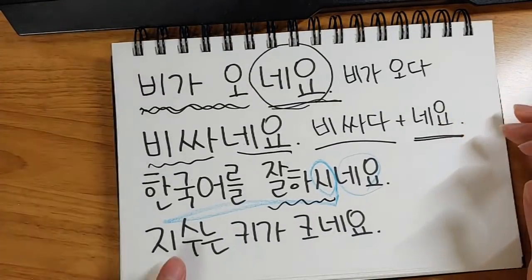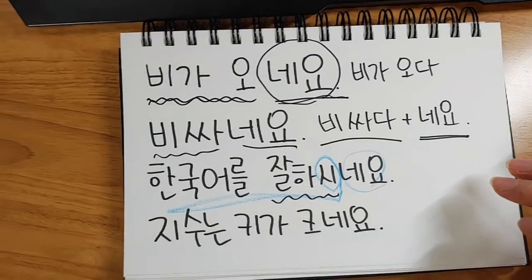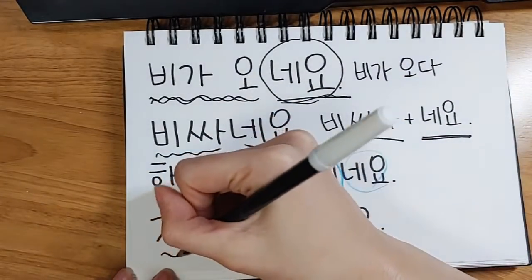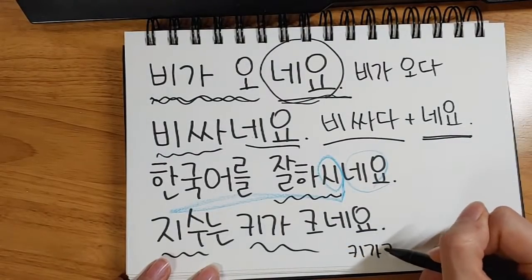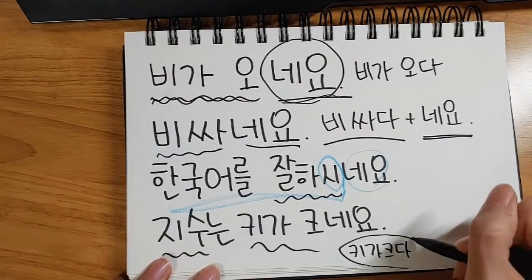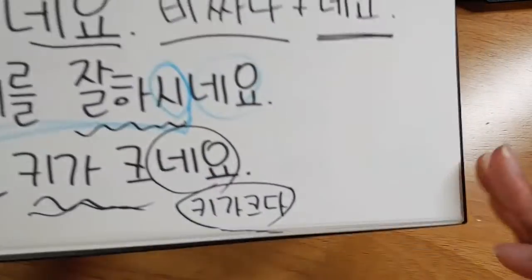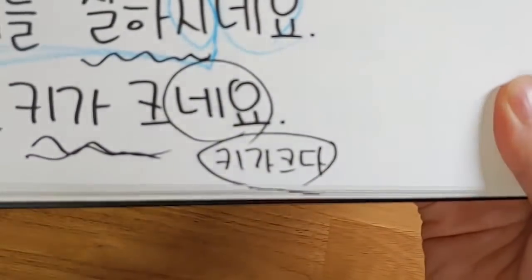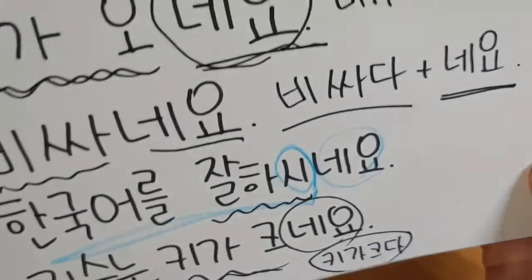And how about 지수는 키가 크네요. 지수는 키가 크네요. 키가 크다 means to be tall, right? So I can see that 지수 is tall, right? So 키가 크다, we learned that it literally means your height is big, and it's used when you want to say someone is tall. So 지수는 키가 크네요.